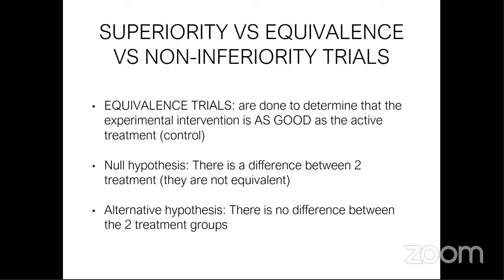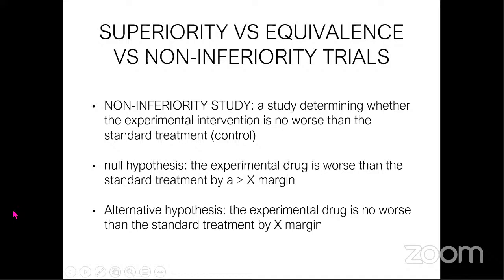So there is a difference between two treatments, null hypothesis. So that's assuming they are not equivalent. So alternative, there is no difference between the two treatment groups. Non-inferiority is a study determining whether the experimental intervention is no worse than the standard treatment. So null hypothesis, the experimental drug is worse than the standard treatment by a confidence interval. So alternative hypothesis means the experimental drug is no worse than the standard treatment by X margin.